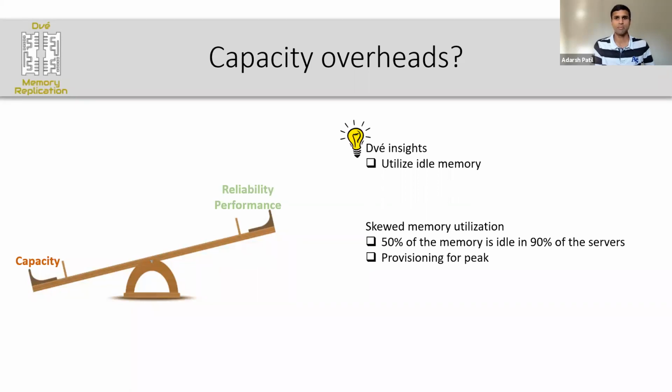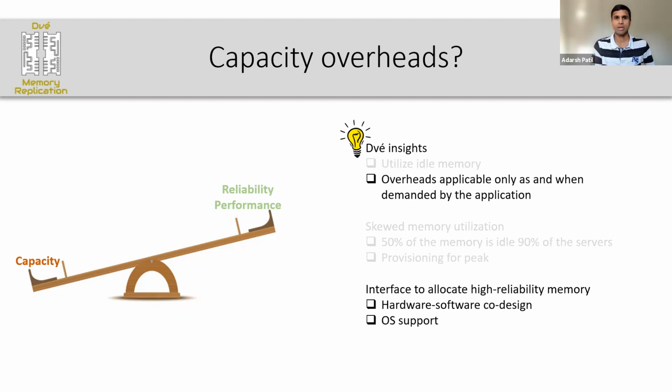Several recent works have reported this phenomenon of a skewed memory utilization. That is, at least 50% of the memory is idle in 90% of the servers. This is because memory resources are often over-provisioned due to peak estimation.